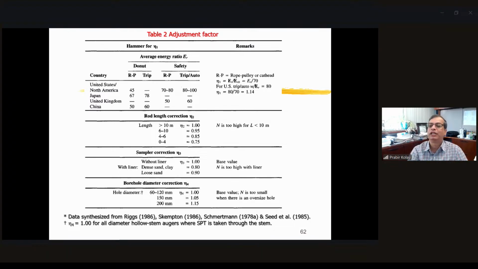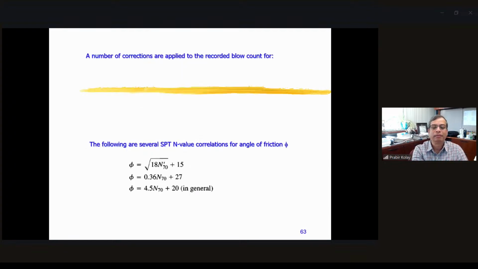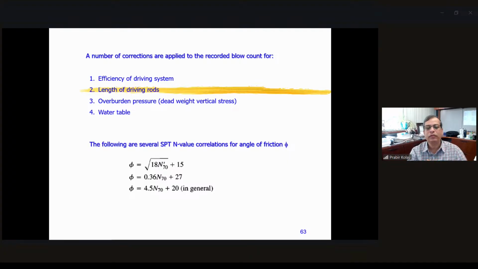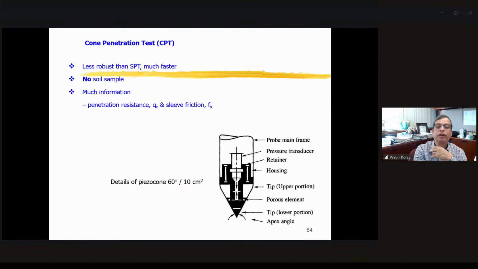Depending on the efficiency of the hammer, N60 or N70, you will get the actual corrected N value. And as I mentioned, these are the relations of the angle of internal friction with the corrected N value. We need that C and phi value for any design of foundation or any structures. So the corrections applied to the recorded number of blows are the efficiency of the driving system, what type of hammer you use, length of the driving rod, and overburden pressure. This is very common. And then we also need to use the water table.